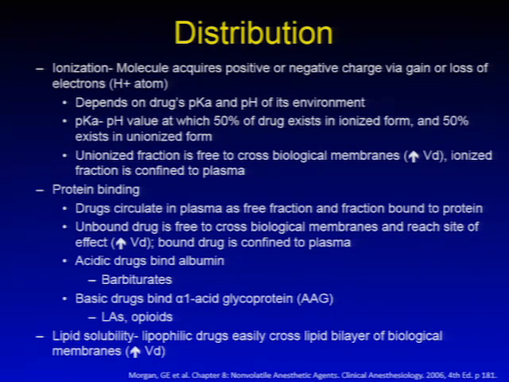Protein binding also has a very profound effect on how drugs are distributed. Drugs can circulate in the plasma as either a free fraction or a fraction that is bound to protein. It is the unbound drug or free fraction that is able to cross biological membranes and reach their sites of effect, and thus they have a larger volume of distribution. Bound drug, on the other hand, is confined to the plasma. There are two main proteins in the plasma that bind drugs. The first is albumin, which binds acidic drugs, such as barbiturates, and the other is alpha-1 acid glycoprotein, which binds basic drugs, such as local anesthetics and opioids.